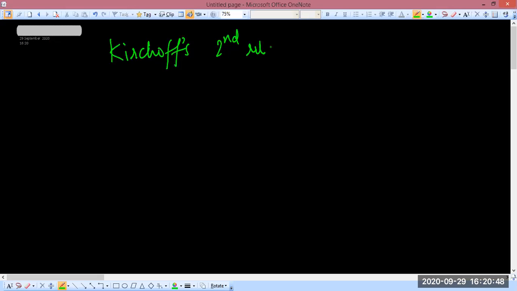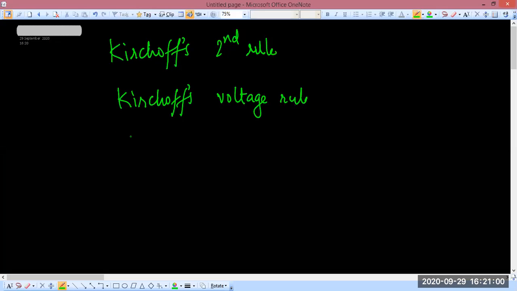Okay, Kirchhoff's second rule, which is also called Kirchhoff's voltage rule or Kirchhoff's loop rule.